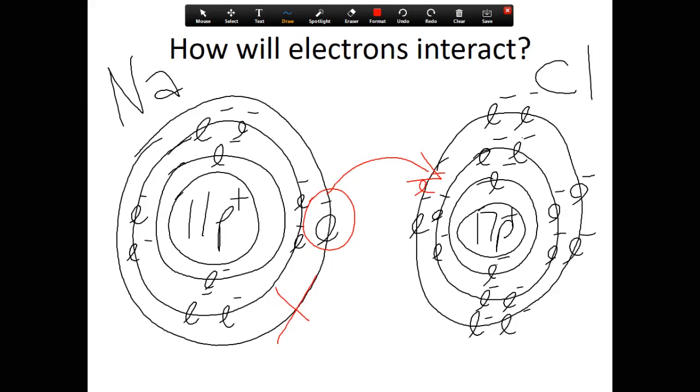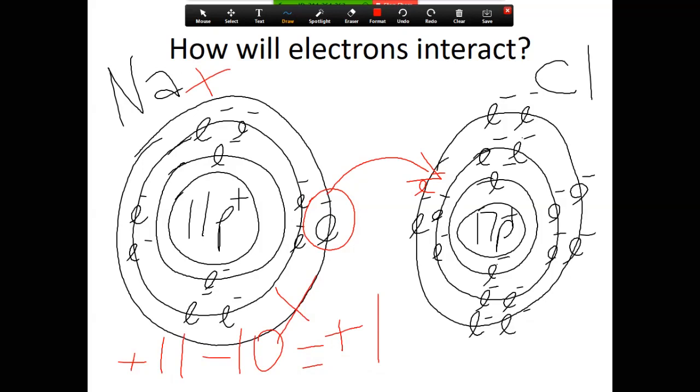But now we have a situation where I actually have uneven numbers of protons and electrons. Notice I didn't do anything with the proton numbers. I still have 11 protons for sodium. I got rid of 1 electron, so I have 10. That gives me a net charge of +1. So this is an ion. This is a positively charged ion.